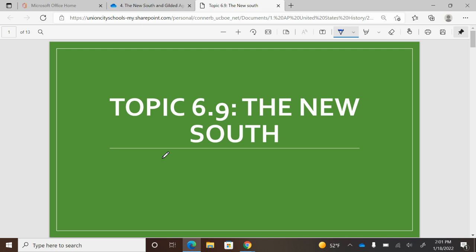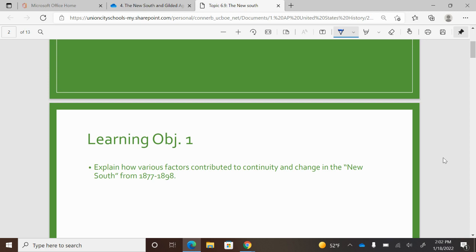As we go through this, keep in mind you're looking at this not only for content, but also as possible writing prompts. So pay attention to how this is laid out, the questions that come along with it, and everything else. And we'll get through this as quickly as possible. So, as we start, Learning Objective 1.